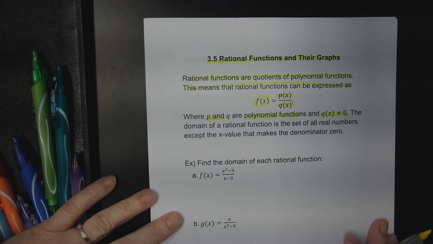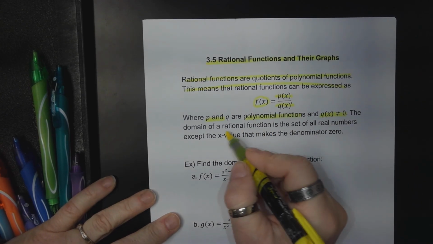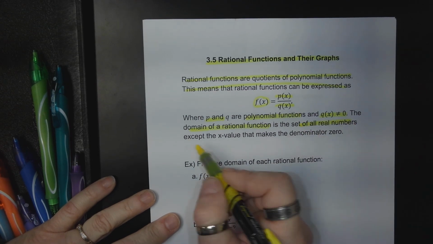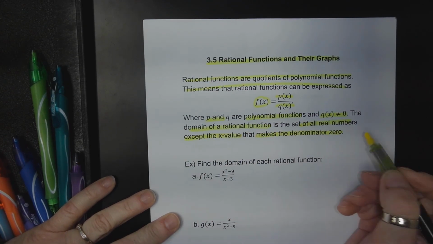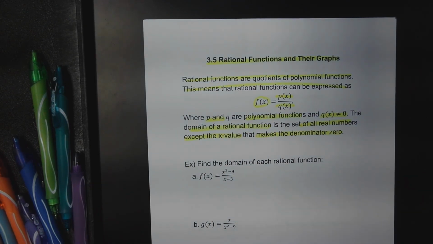The domain of a rational function is the set of all real numbers except the x value that makes the denominator 0, because that's when the whole world implodes. It is terrible. So we're going to find the domain of each of the rational functions.